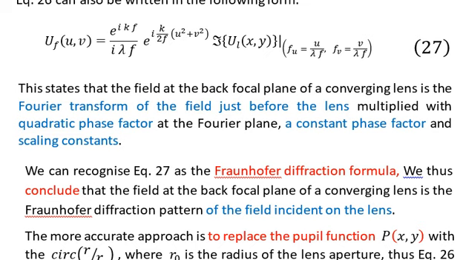So this states that the field at the back focal plane of a converging lens is the Fourier transform of the field just before the lens, multiplied by the quadratic phase factor at the Fourier plane, a constant phase factor and the scaling factor. So you see that there is a scaling factor and the constant quadratic phase factor, which contains u square plus v square, and the scaling factor is lambda f in the denominator. These are present in equation number 27.